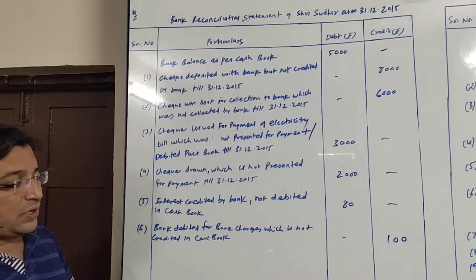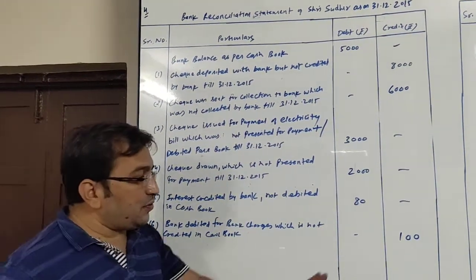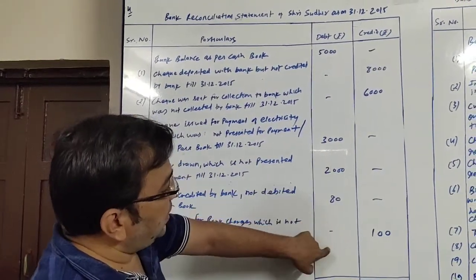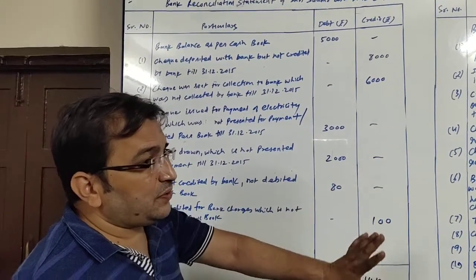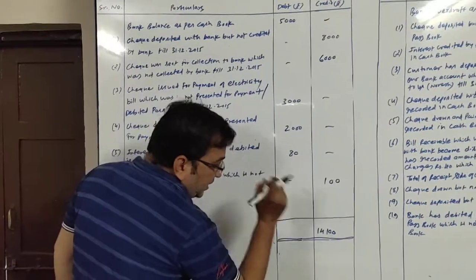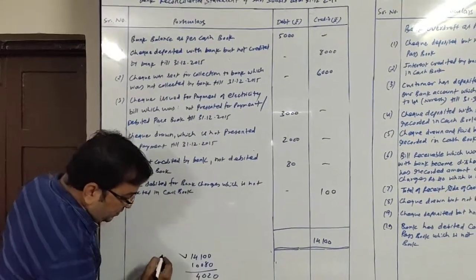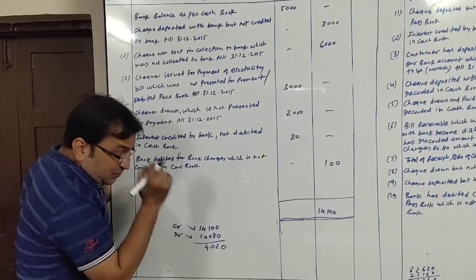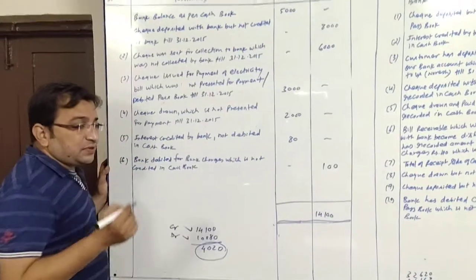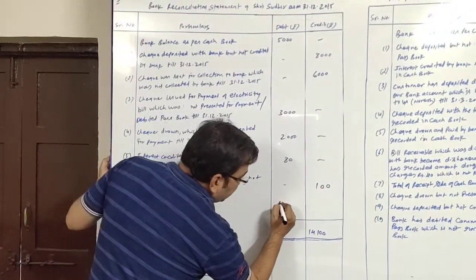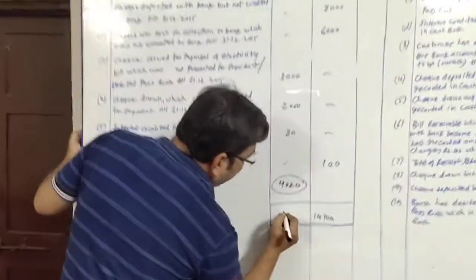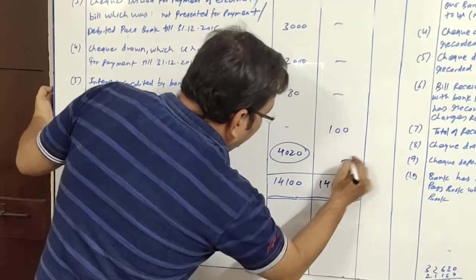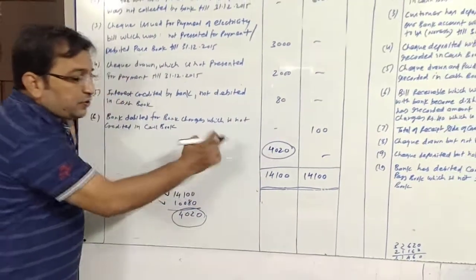We will be making the total and finding the difference. When I make the total of both columns, the debit side total is 10,080 and the credit side total is 14,100. So the total of the credit side is more. From the total of credit side, that is 14,100, I deduct the total of debit side, which is 10,080. I get the difference 4020. So this 4020 is the difference at the debit side, which makes our total 14,100. Right? So this 4020 is the difference.